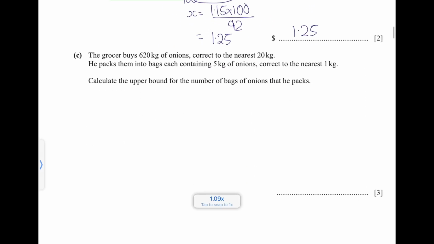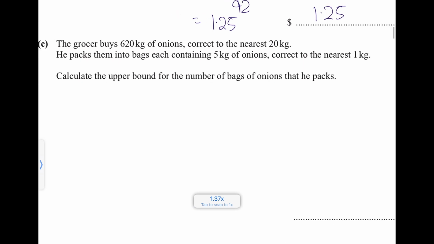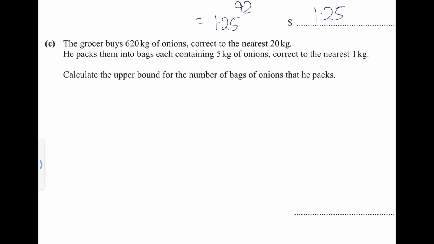The grocer buys 620 kg of onions, correct to the nearest 20 kg. He packs them into bags each containing 5 kg of onions, correct to the nearest 1 kg. Calculate the upper bound for the number of bags that he packs. For the upper bound, we have to do 630 kilos divided by 4.5 kilos, because in division, the upper bound is the higher bound divided by the lower bound. So 4.5, that will be 140.